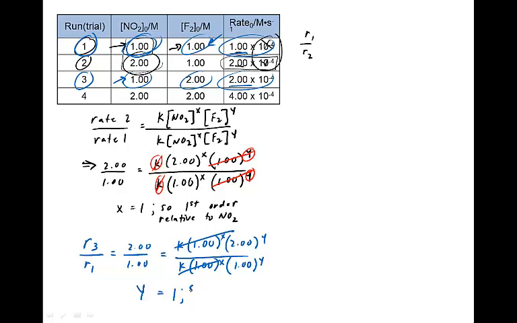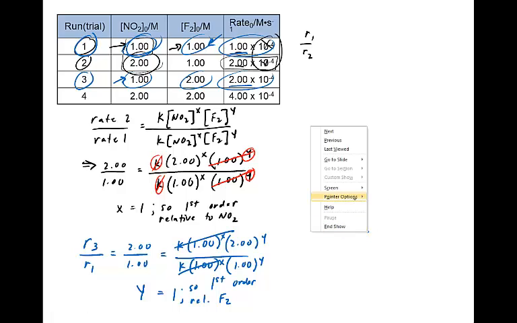So it's also first order relative to F2, and the overall order of the reaction is the addition of the two exponents. So it would be 1 plus 1. So the overall order of this reaction is second order, considered second order.